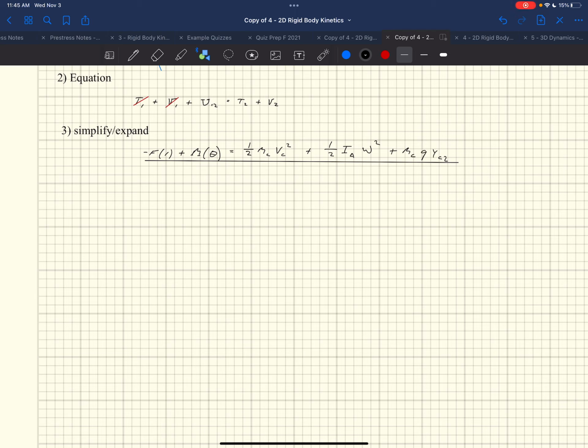Well, now, what do we got to do? We're going to relate all those variables. So I get down to 1. I got to figure out what theta is. I got to figure out what my friction force is. I need to figure out what VC is and how it relates to omega, and I need to figure out what YC2 is. Okay, so all of those, with the exception of the friction force, I would say fall underneath kinematics, just the geometry.